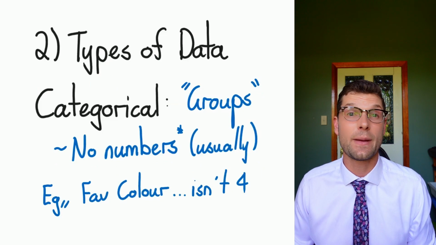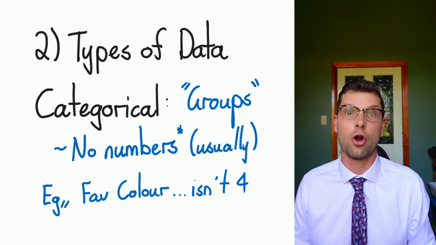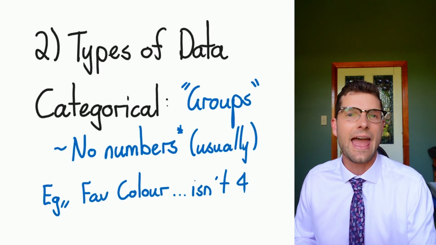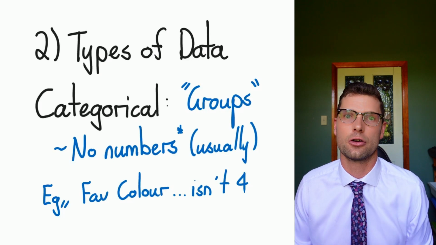The second thing we've got to talk about are the types of data that we can get. The first type of data is categorical. These are groups of data. Anytime you're not getting a number as an answer, we are talking about categorical data.